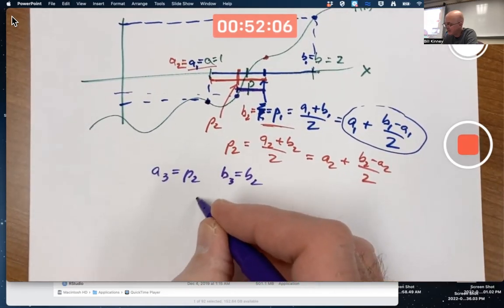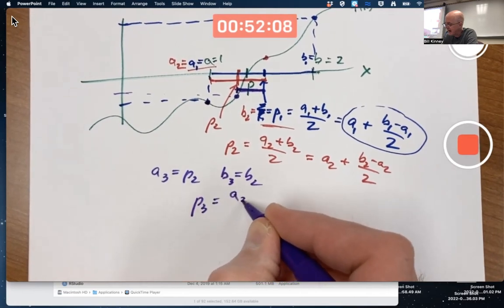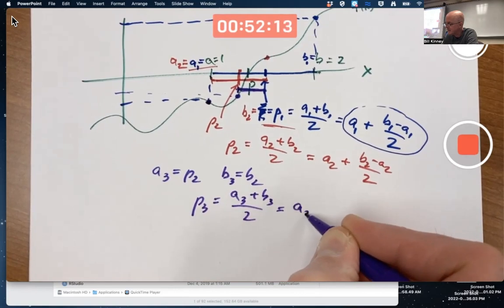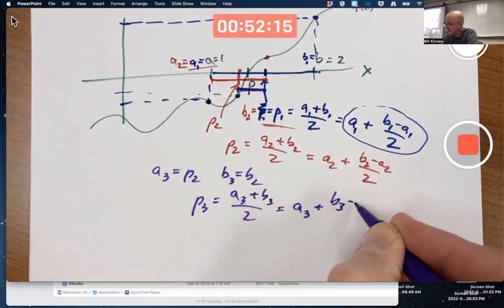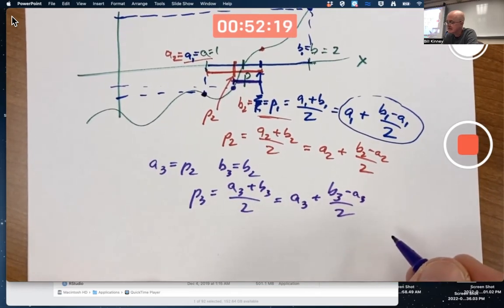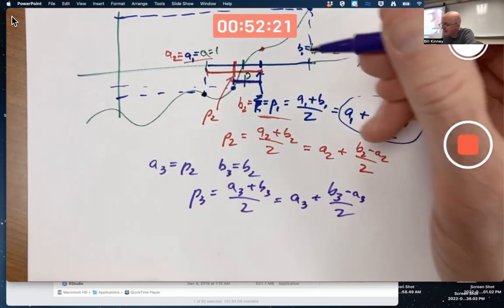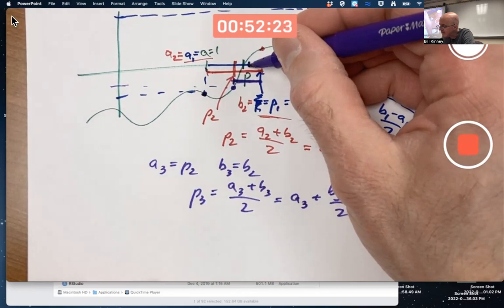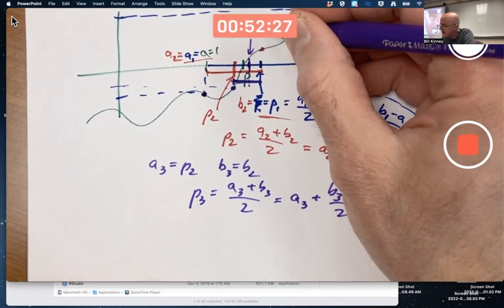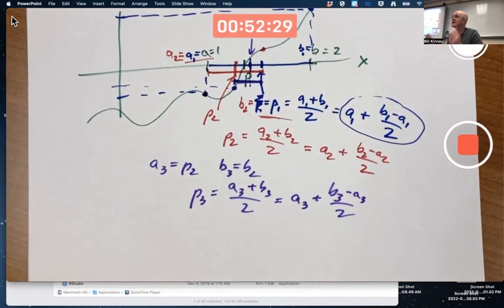And P3 is halfway between them. It's their average, which for programming reasons you would write this way. You'd program it with that formula. Where is P3? It's right about here. That's P3. Continue the process.